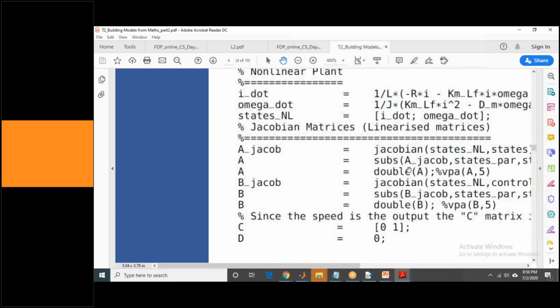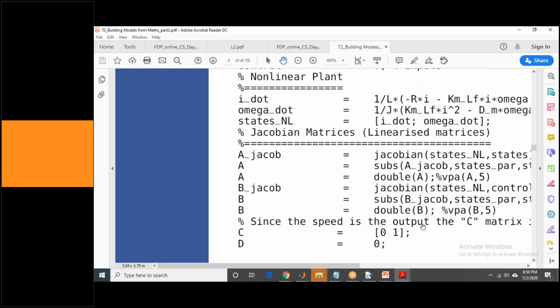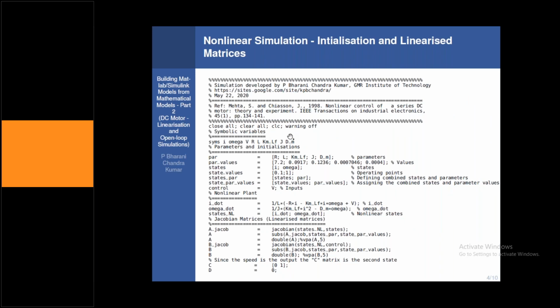And this is the output. You can see that I assume the speed of my DC motor is the output. Now what I will get after doing all this analysis: I will share this PDF as well, so no need to worry. This is an M file. If I run this, I will have the A Jacobian, B Jacobian, or the ABCD matrices, and they will automatically be saved in the workspace.